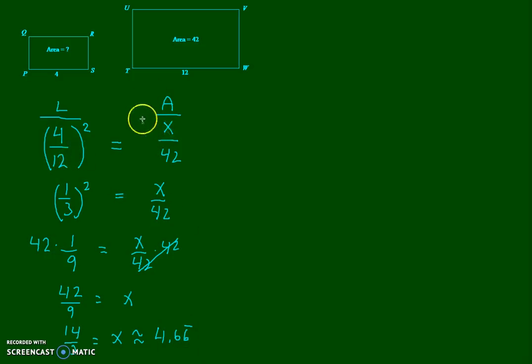So that's an example of how to find areas of similar figures. Again, the key is the ratio of the areas is equal to the square of the ratio of corresponding lengths. And it doesn't matter whether the lengths are side lengths, altitudes, or perimeters, it all works. It's all the same on this side. Okay, let's move on to another topic.